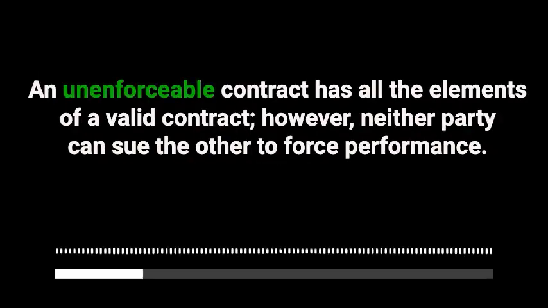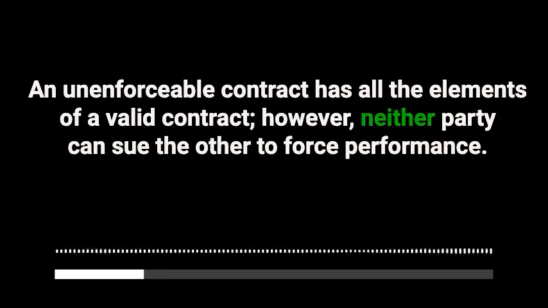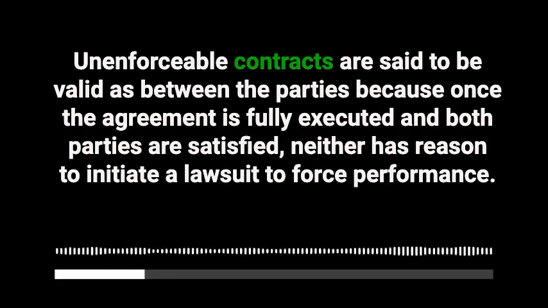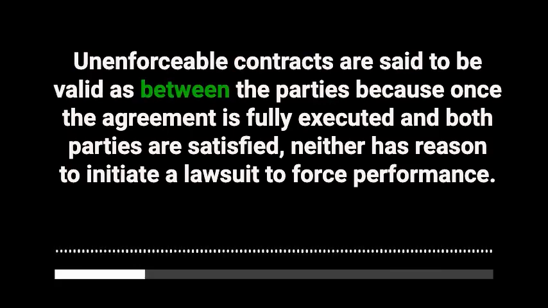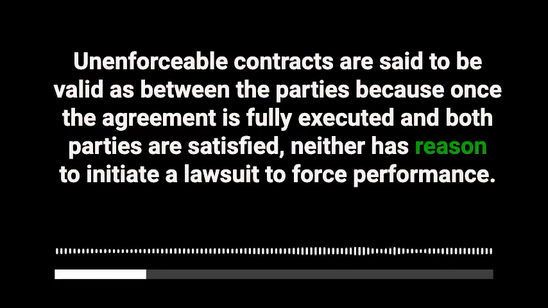An unenforceable contract has all the elements of a valid contract. However, neither party can sue the other to force performance. Unenforceable contracts are said to be valid as between the parties because once the agreement is fully executed and both parties are satisfied, neither has reason to initiate a lawsuit to force performance.